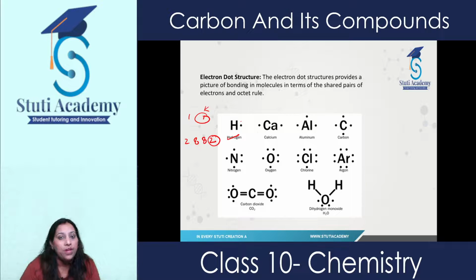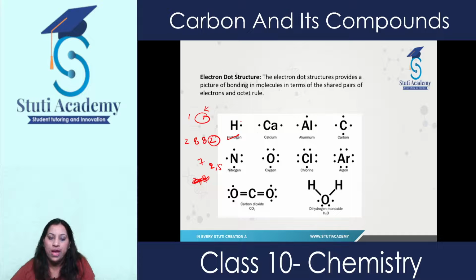Similarly, in the case of aluminium, it has 3 electrons in its outermost shell, which are represented by 3 dots. And if we look at carbon, which is a unique element, its 4 valence electrons are represented by these 4 dots. And if we talk about nitrogen, its atomic number is 7, and its electronic configuration is 2, 5. It has 5 electrons in its outermost shell.